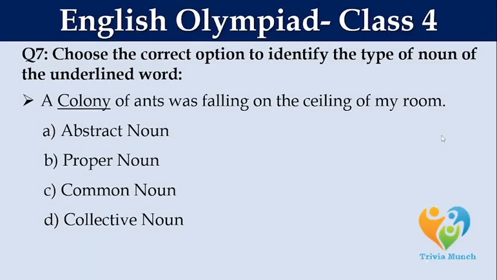Choose the correct option to identify the type of noun of the underlined word. A colony of ants was falling on the ceiling of my room. Option A, abstract noun. Option B, proper noun. Option C, common noun. Option D, collective noun.